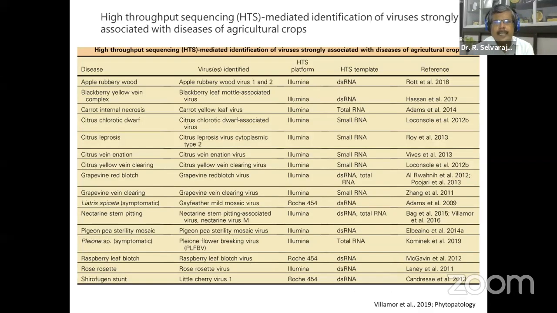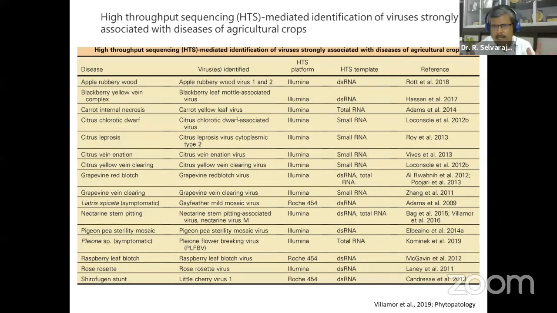In plant virology, they have applied this technique from 2009 onwards. Using high throughput sequencing, can we detect, diagnose or discover viruses? Yes, it was possible. Adams in 2009 used symptomatic Liatris picata and found a new virus called Cape feather mild mosaic virus, related to cucumber mosaic virus, a bromovirus. Similarly, they discovered around 15 to 20 viruses using the high throughput genome sequencing method.